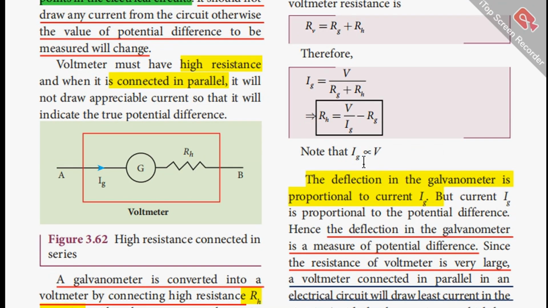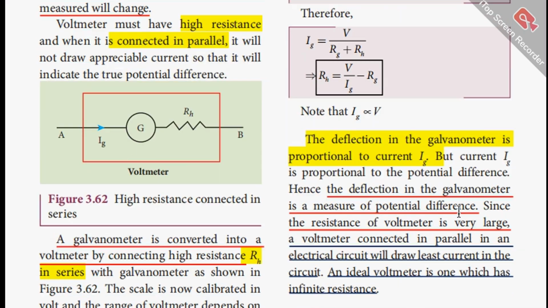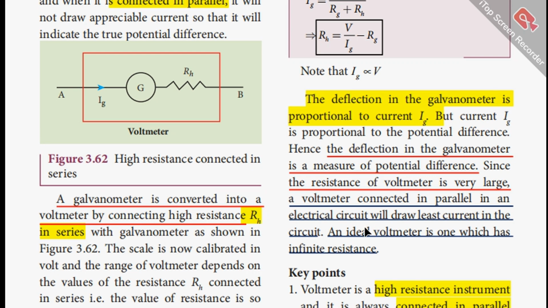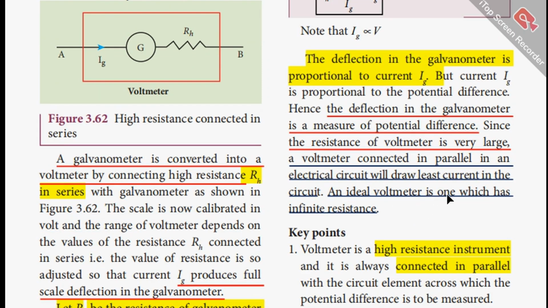And we should note that the galvanometer current is directly proportional to the voltage. The deflection in the galvanometer is proportional to the current Ig, but the current Ig is proportional to the potential difference. Hence, the deflection in the galvanometer is a measure of potential difference. Since the resistance of a voltmeter is very large, a voltmeter connected in parallel in an electrical circuit will draw the least current in the circuit. An ideal voltmeter is one which has infinite resistance.